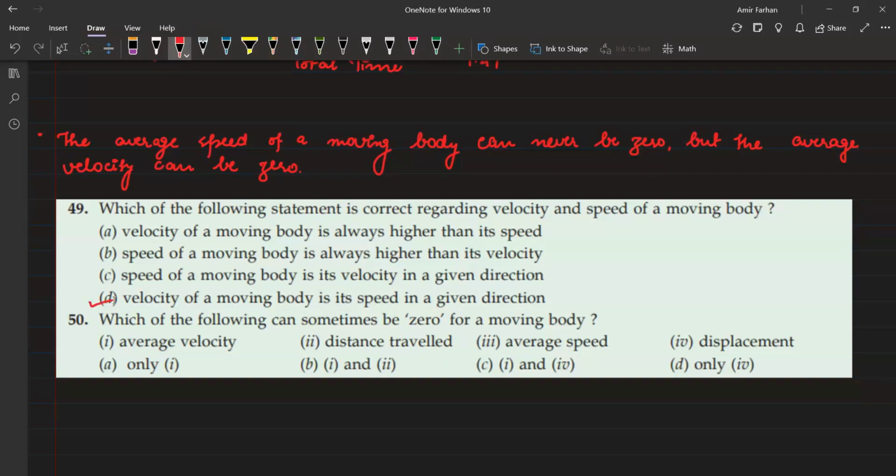So D is the correct option: velocity of a moving body is its speed in a given direction. If you add direction to the magnitude of the speed, it will become velocity. Got it, everybody? Yes or no? Yes, sir. How many of you got the correct answer as 49 D?